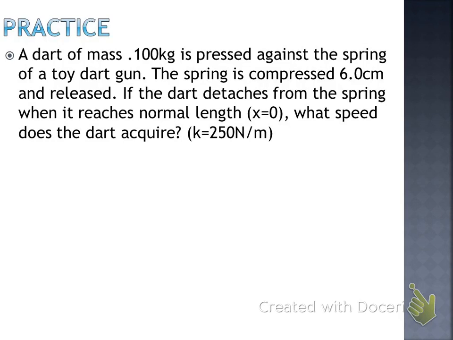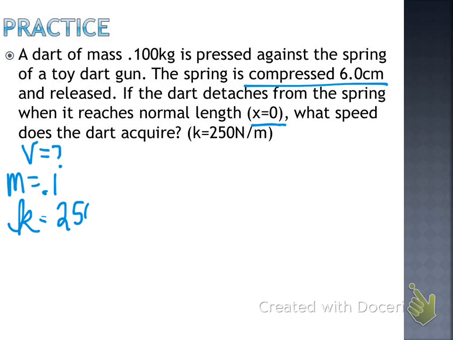Okay, so here we've got this dart with a mass of 0.1 kilograms. It's pressed against the spring. The spring is compressed to 6 centimeters. If the dart detaches from the spring when it reaches its normal length, what speed does the dart acquire? So it means we're solving for velocity. Okay, we know mass is equal to 0.1. We know that our spring constant is equal to 250. And we know our compression, or our x value, is compressed 6 centimeters.